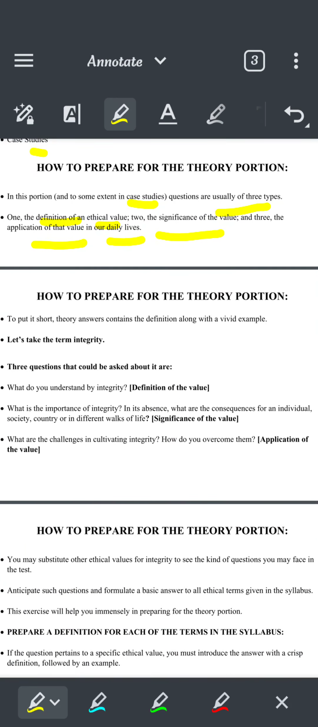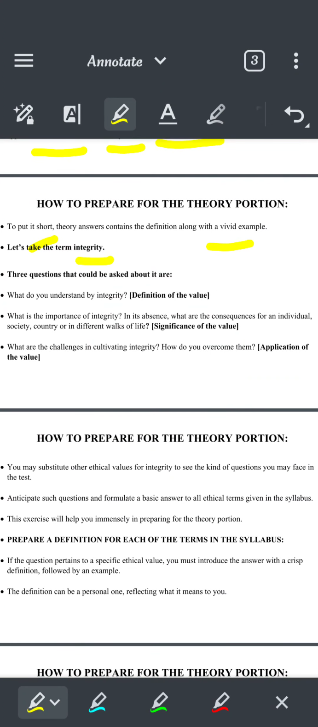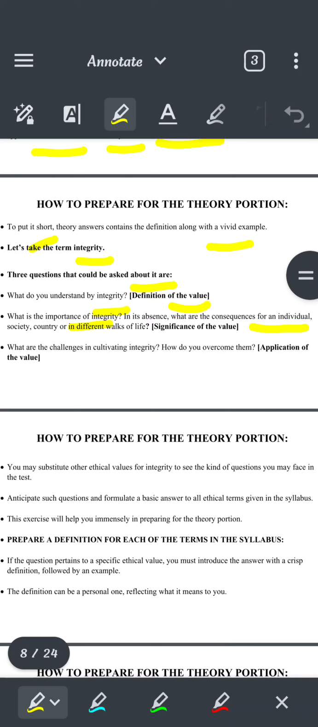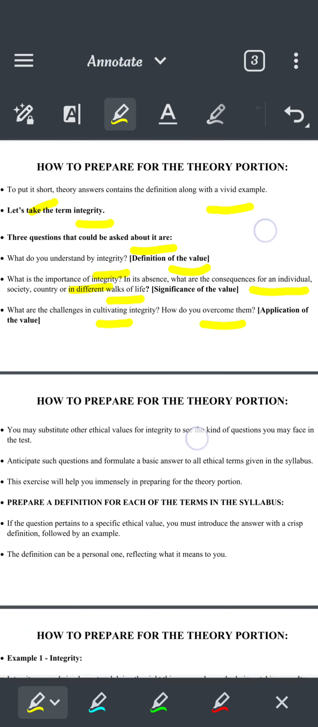To put it short, theory answers can contain the definition along with a vivid example. So let's take the term integrity. Three questions that could be asked about it are: what do you mean by integrity? That is the definition of the value. What is the importance of integrity? In its absence, what are the consequences for an individual, society, country, and the entire nation, or in different walks of life? What are the challenges in cultivating integrity? How do you overcome them? So this is the application of the value.